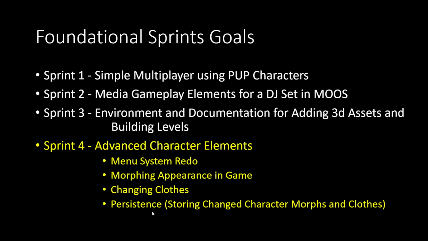And then persistence. Before in the game, if you were to morph a character, let's say make his nose bigger, you could have done that in the last version after Sprint 3. You couldn't save it, so next time you came in, you'd have to morph the character again. Now what it'll do is it'll save character morphs and clothes, and also remember what character you were, what avatar you were using the last time you were in. So when you came back in, it set you to that avatar.